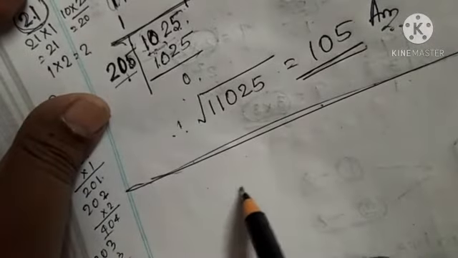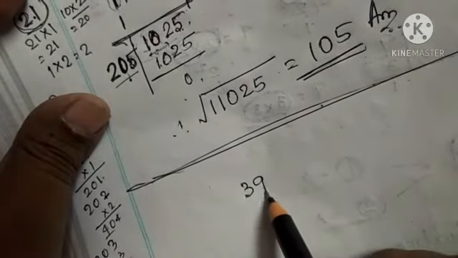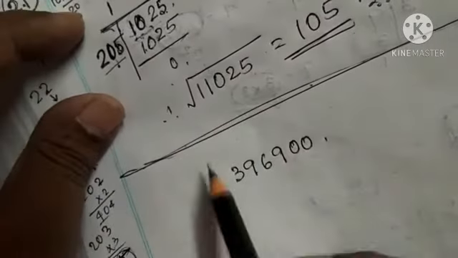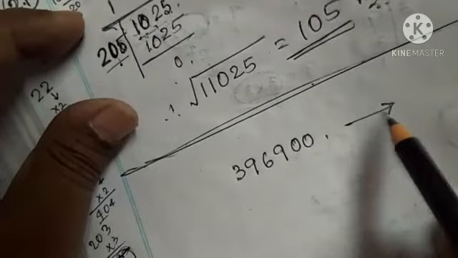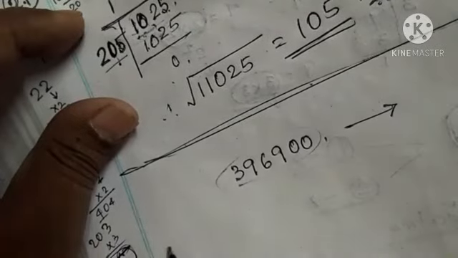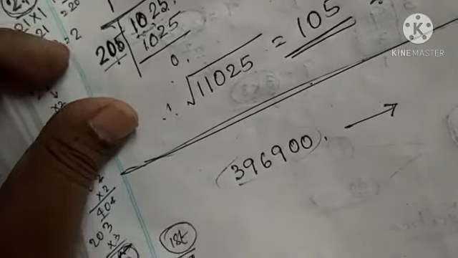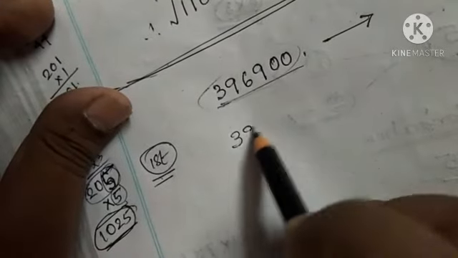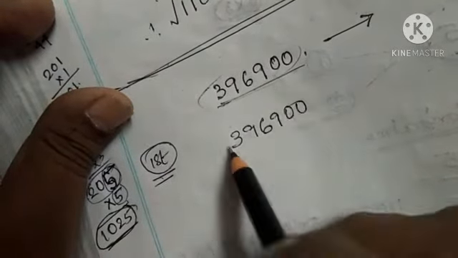Let's see another example of a number. Suppose the number is 396,900. We have to calculate the square root of this number. From the first process, we have to factorize this number 396,900.